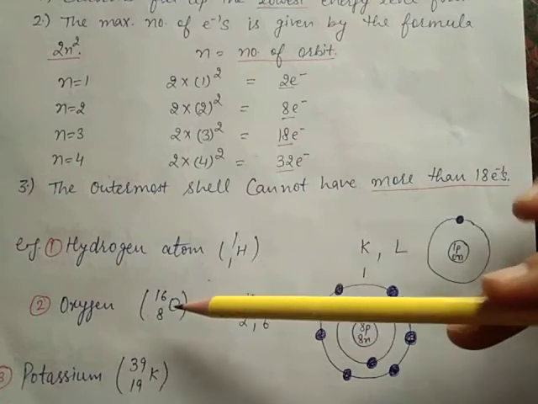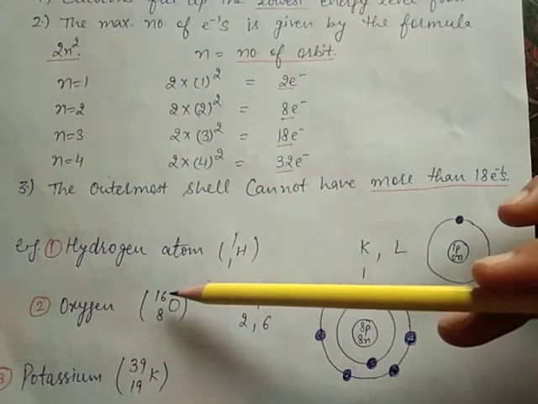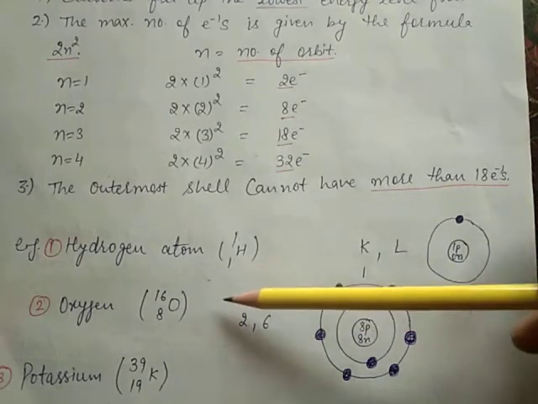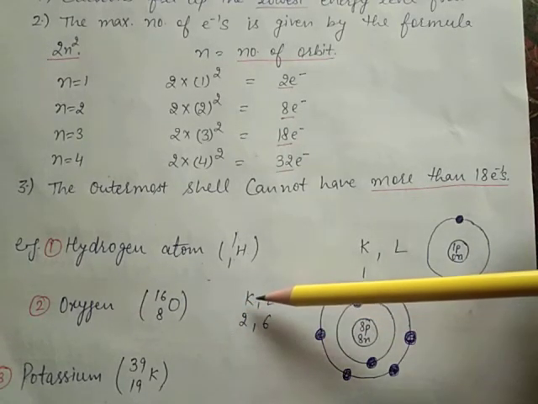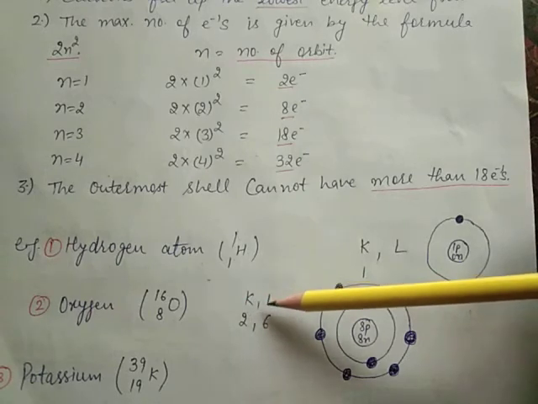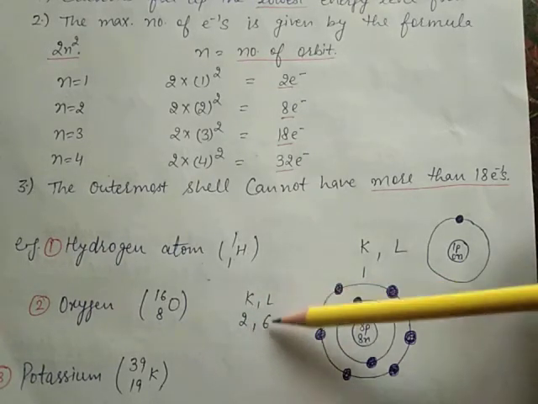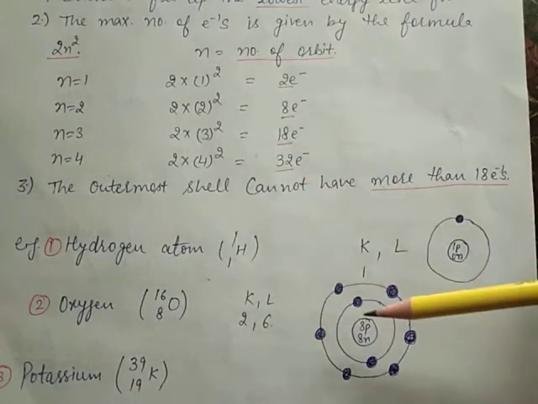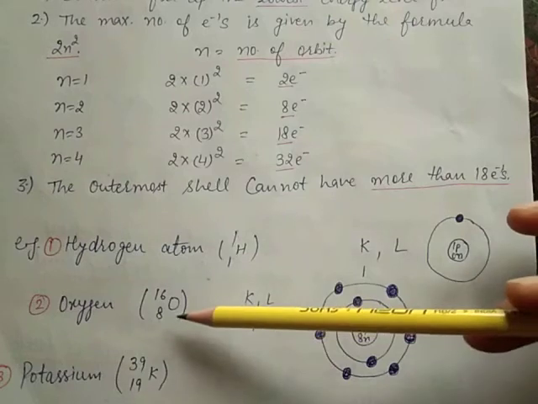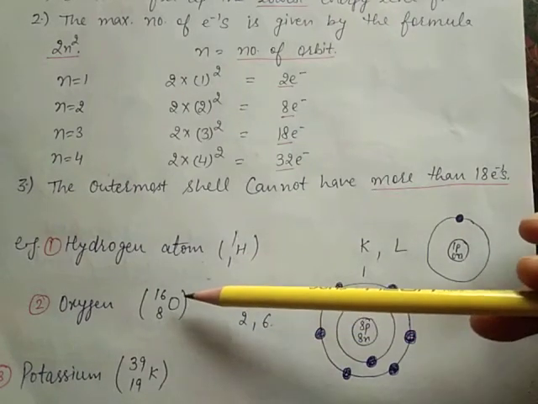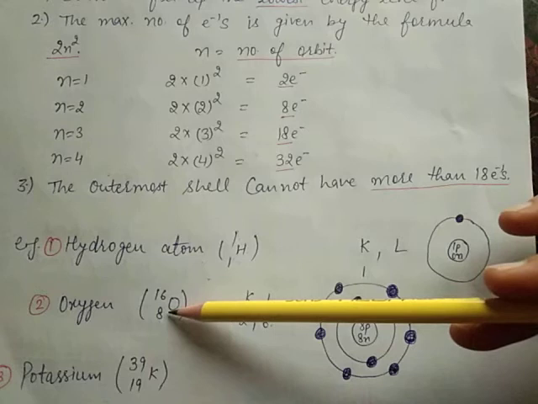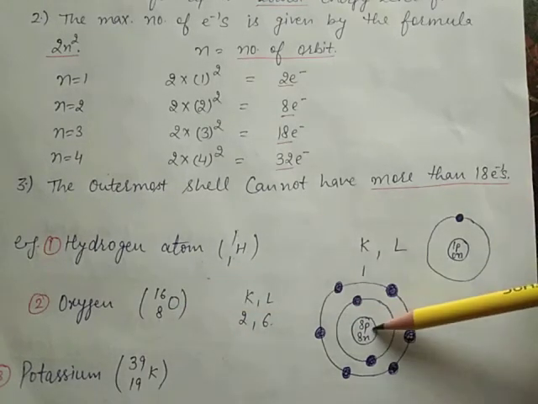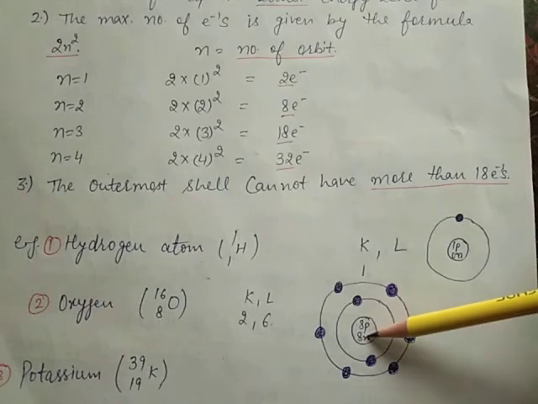Now the next example is oxygen. Here the mass number of oxygen is 16 and the atomic number is 8. Then we write the electronic configuration, that is K and L shell, 2 and 6. Total is 8. So here 8 electrons are present, 8 protons are present, and 16 minus 8, that is 8 neutrons are present. So in this case 8 protons and 8 neutrons are present.